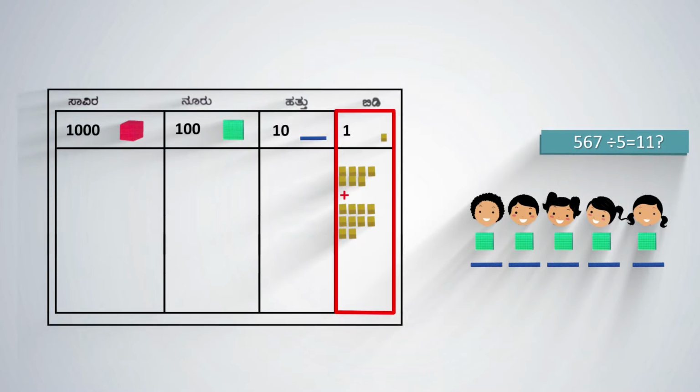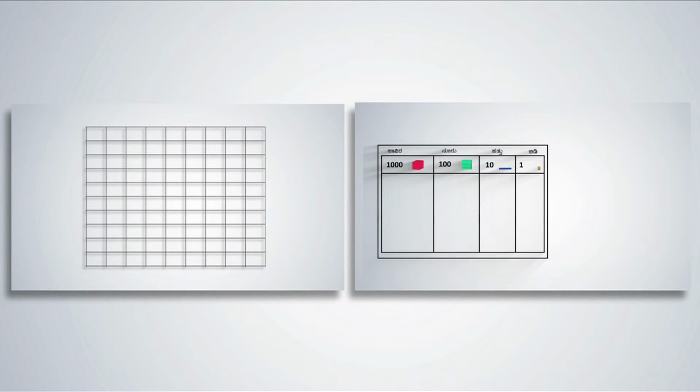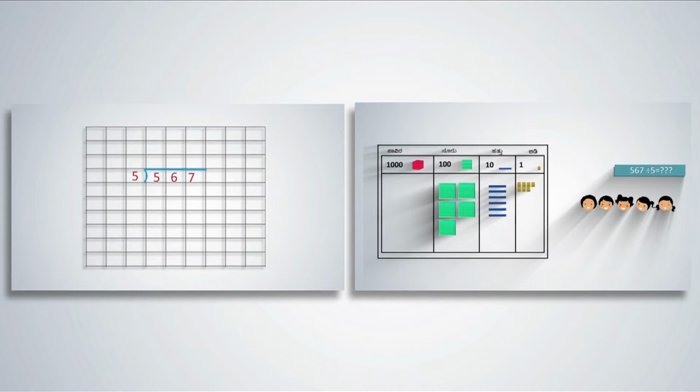Finally, we divide 17 units by 5 to give 3 units each. 2 cubes cannot be divided equally among 5, and thus this is the remainder. The quotient here is 113 and the remainder is 2. Concrete learning aids are very helpful in understanding basic concepts. Soon after, students must move to long division.